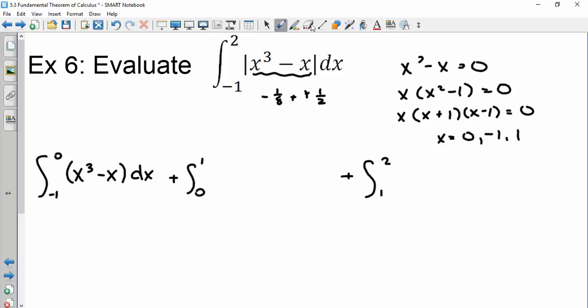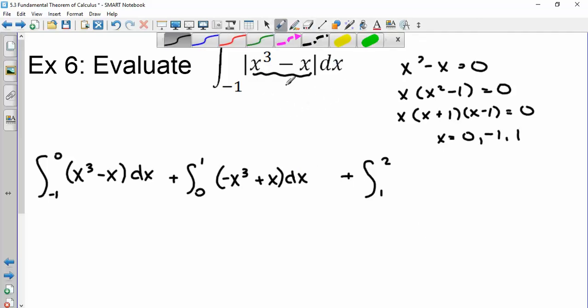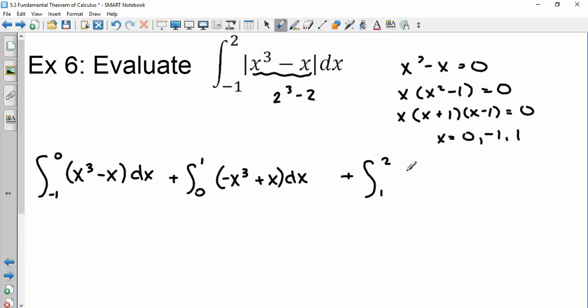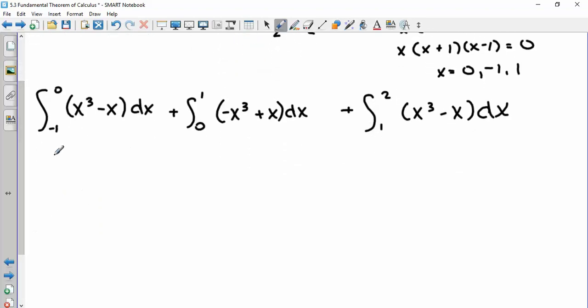Okay, if you put in something between 0 and 1, so if I put in a 1/2, 1/2 to the third is 1/8 minus 1/2, that would be negative. So we would have to do a negative x cubed plus x. From 1 to 2, if I put in 2, it didn't make it equal 0, so we could just put in a 2. 2 cubed minus 2, 8 minus 2 is positive, so the absolute value doesn't change it. So now we are ready to integrate all of these.